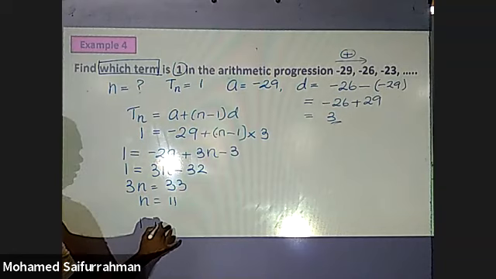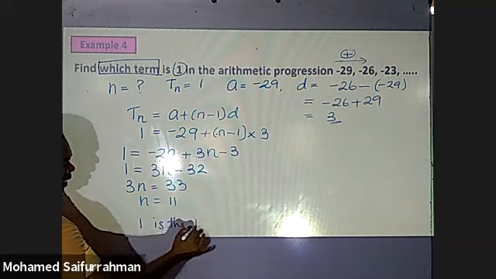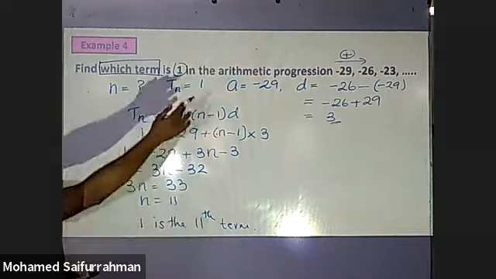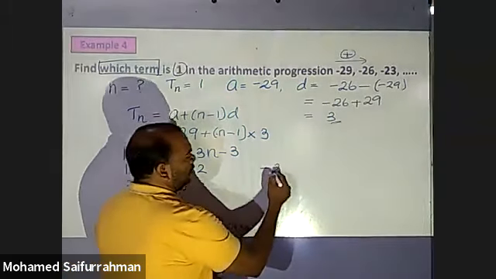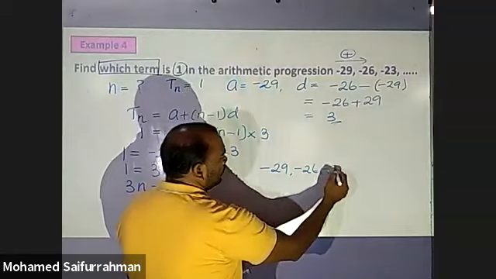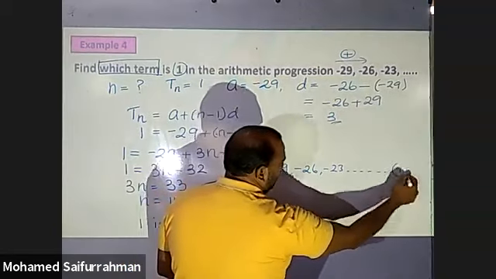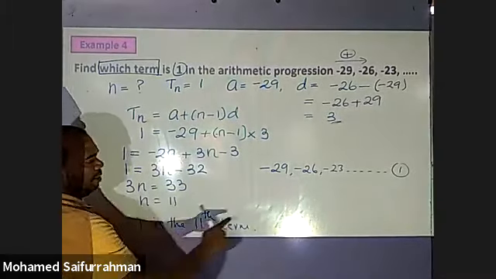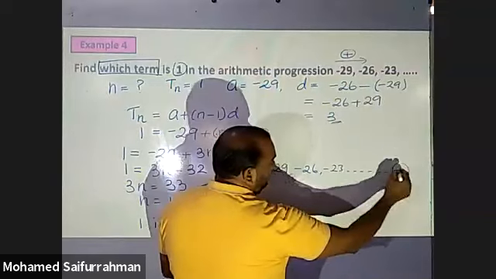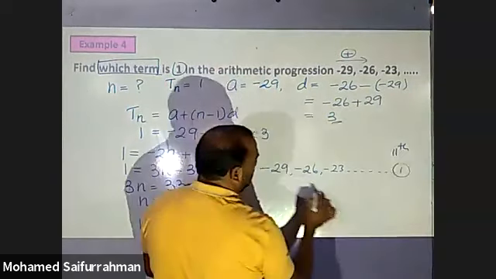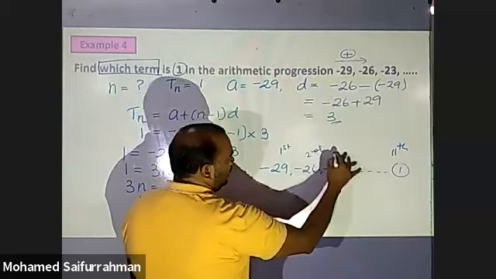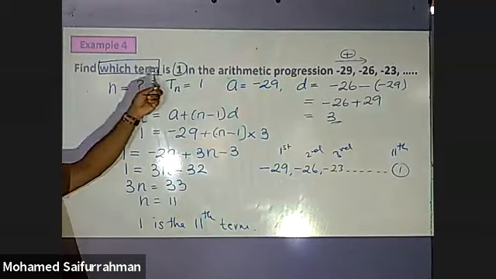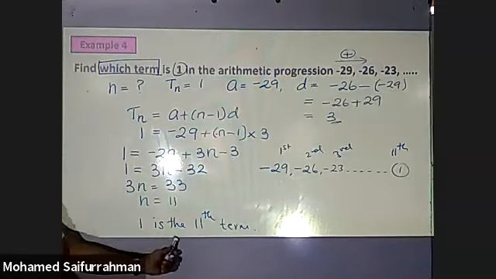So 1 is the 11th term. When you are writing this progression, 1 is in which position? The 11th position. This is the first, second, third, and this is the 11th term. Which term is 1? 1 is the 11th term.